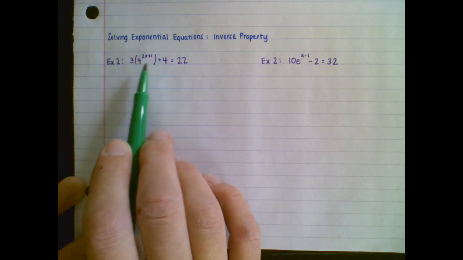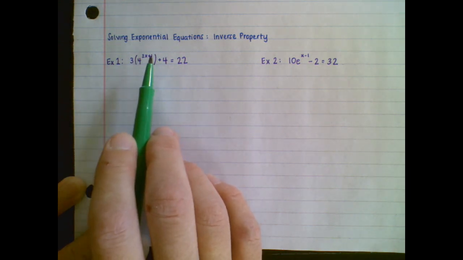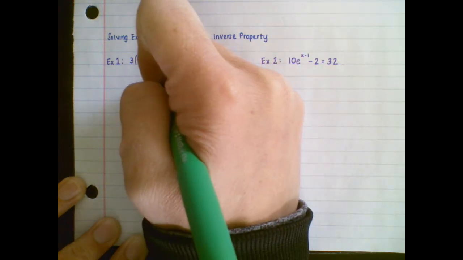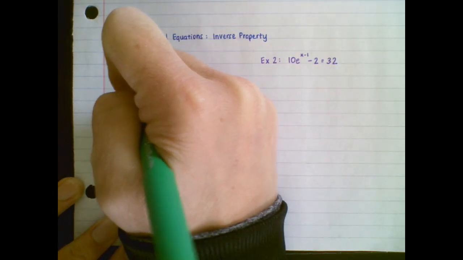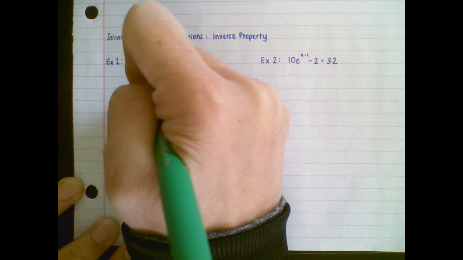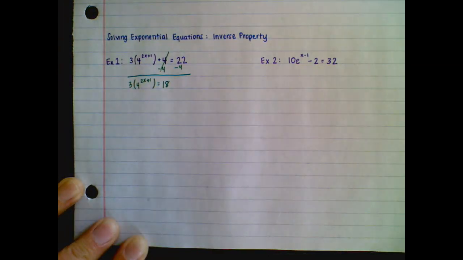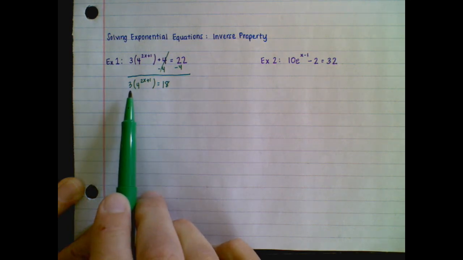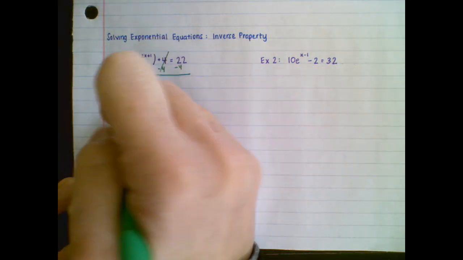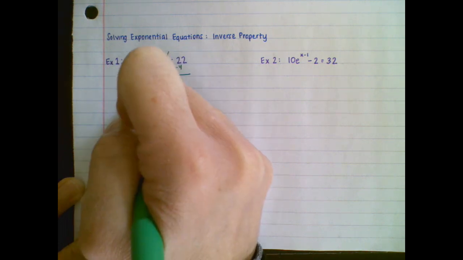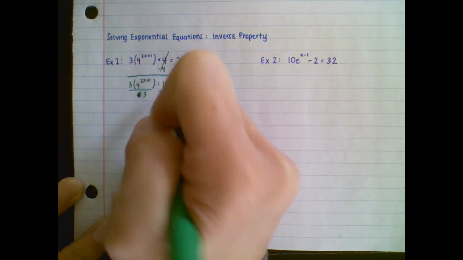So my goal is to isolate this 4 to the 2x plus 1, so I need to get rid of these other numbers. First, I'm going to subtract 4 from both sides. That gives me 3 times 4 to the 2x plus 1 equal to 18. I still need to get rid of this 3. It's being multiplied, so I'm going to undo that by division. I know it's really tempting to distribute, but you definitely do not want to do that. So divide each side by 3.